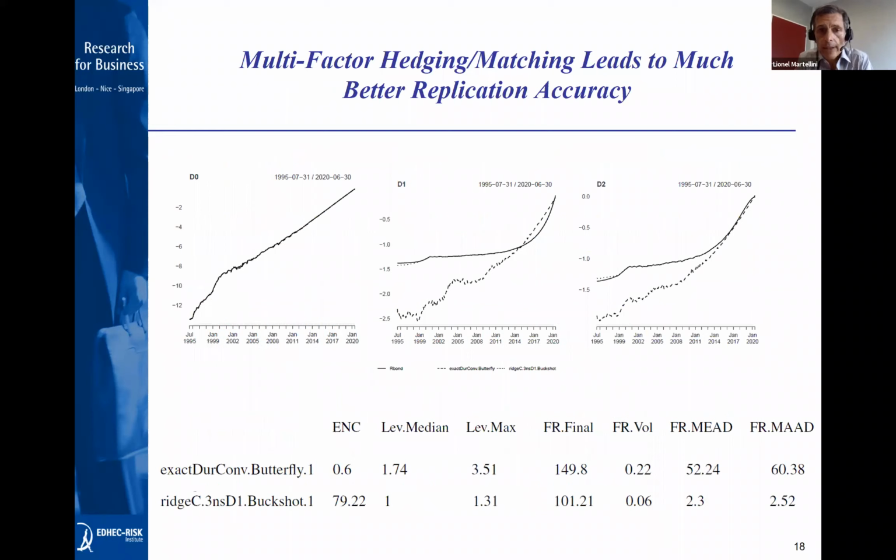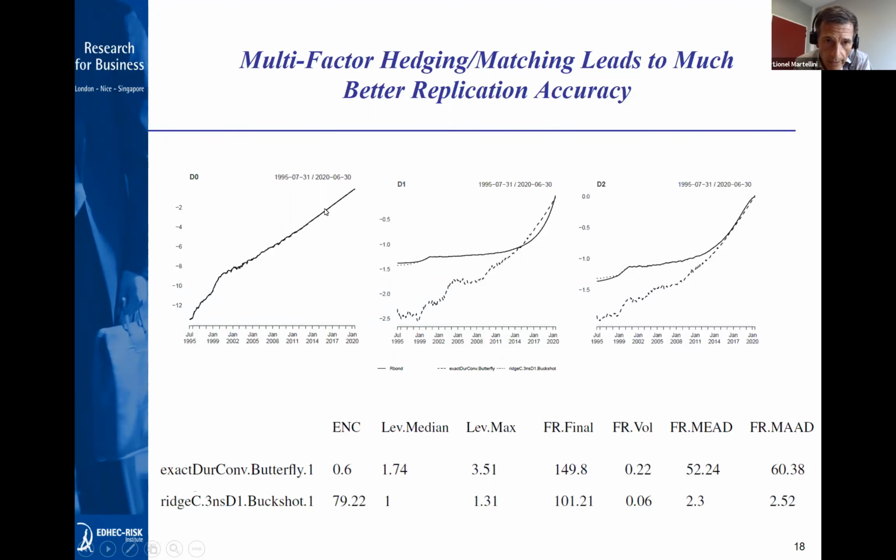Let me give you just here a quick example. What we do here is there's the solid line, which shows the time evolution of the exposure that I call D0 of the retirement bond, which are the replacement income cash flows, which are the liabilities for my investor, with respect to changes in the level of interest rate. And then what I'm going to do is exact duration convexity matching. And the exact duration convexity matching is this dotted line here.